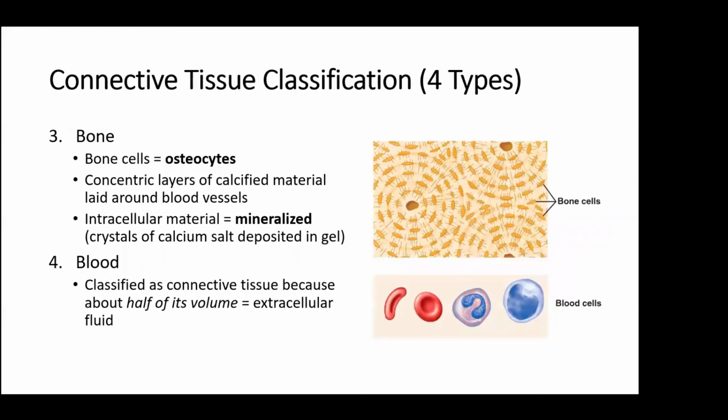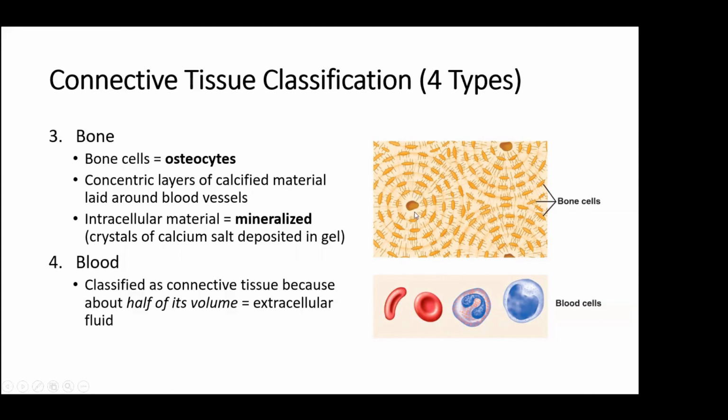Our third type of connective tissue is bone. Bone is characterized by bone cells called osteocytes. Here we see some osteocytes, and you'll recognize bone because these osteocytes are in rings. We see concentric rings of osteocytes and calcified material that's mineralized. This material between our bone cells is what makes bone hard. It's basically crystals of calcium salt deposited in the gel around the cells.